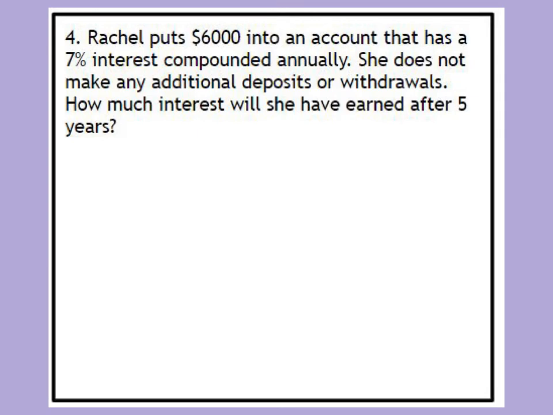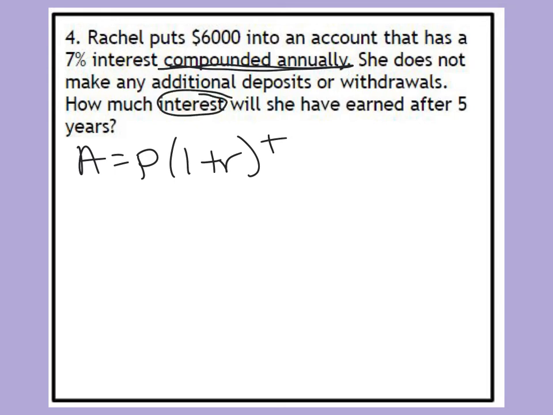So first off, I notice that it says compounded annually right here. So I'm going to use the compound interest formula. A equals P times 1 plus R to the T power. I also notice that we're just looking for interest here. And like I've said before, the compound interest formula gives us the total amount in the account after 5 years, not the interest. So we're going to have to do an extra step at the end. So keep that in mind as we work through it.